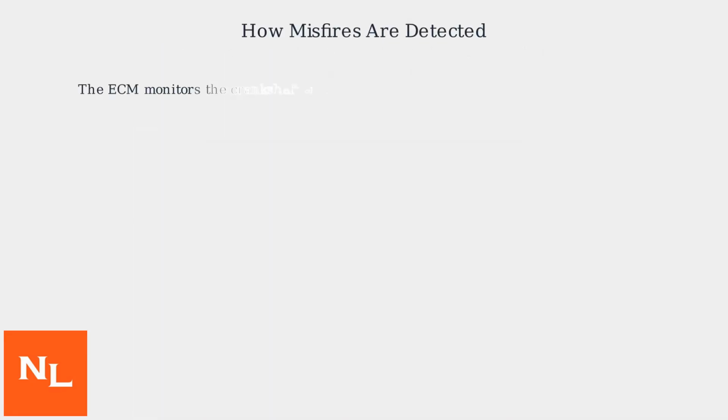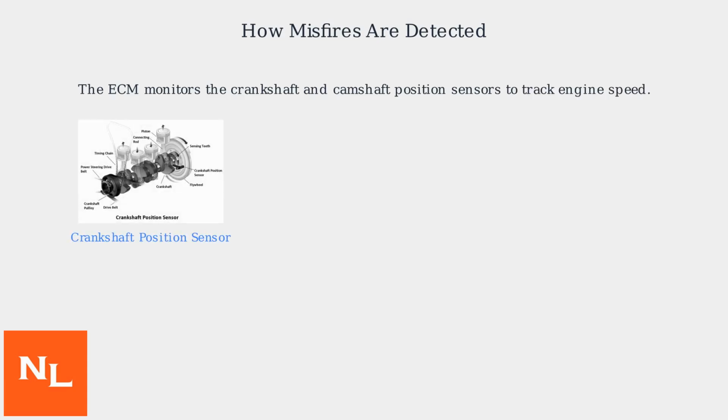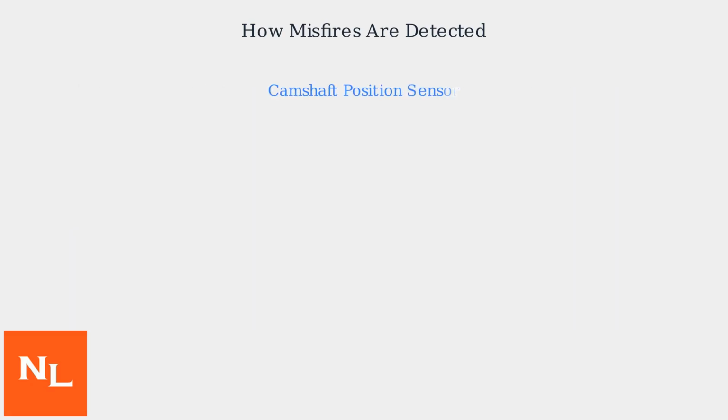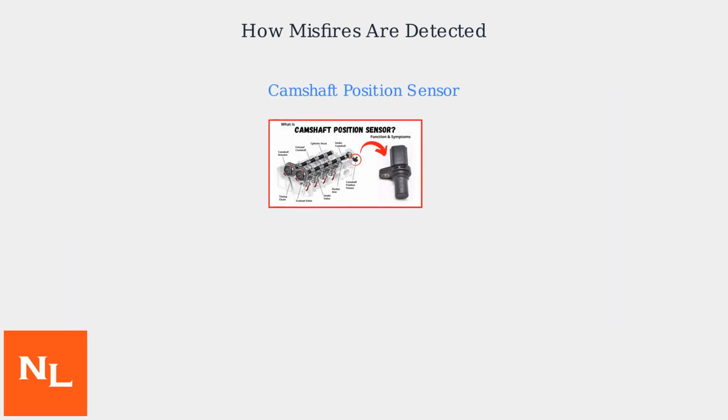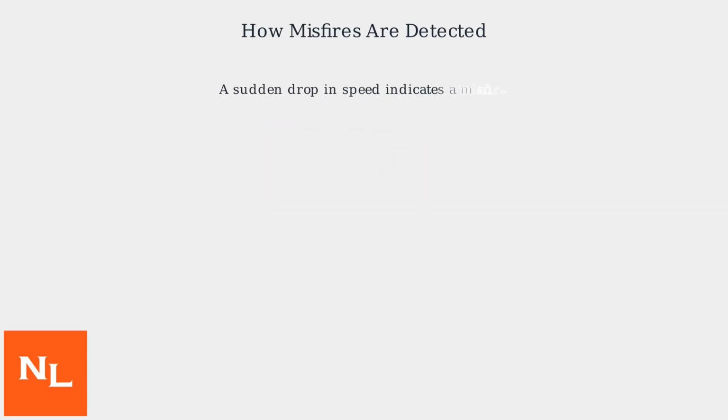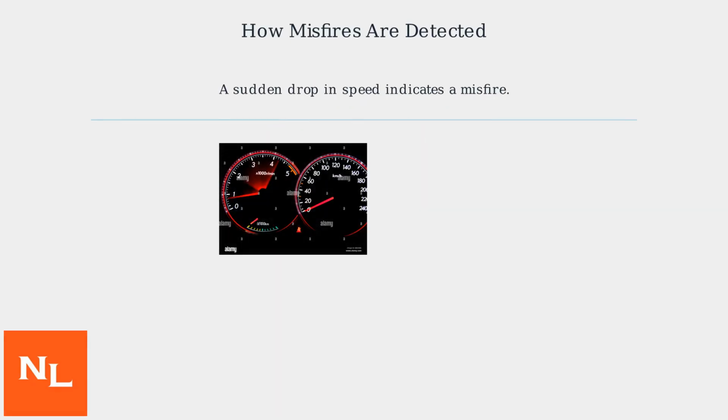The Engine Control Module, or ECM, continuously monitors two key sensors to detect misfires: the crankshaft position sensor and the camshaft position sensor. These sensors track the engine's rotational speed and position. The camshaft position sensor provides data on the camshaft's rotation, which controls valve timing and helps confirm proper engine operation. When a cylinder misfires, it causes a sudden drop in the engine's rotational speed. The ECM detects this irregularity through the sensors and logs a diagnostic trouble code.